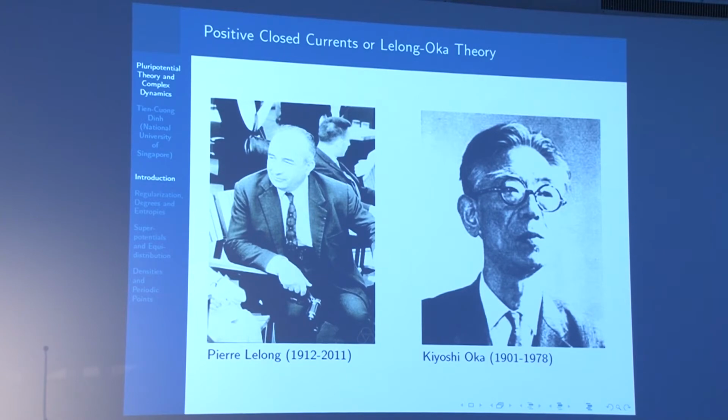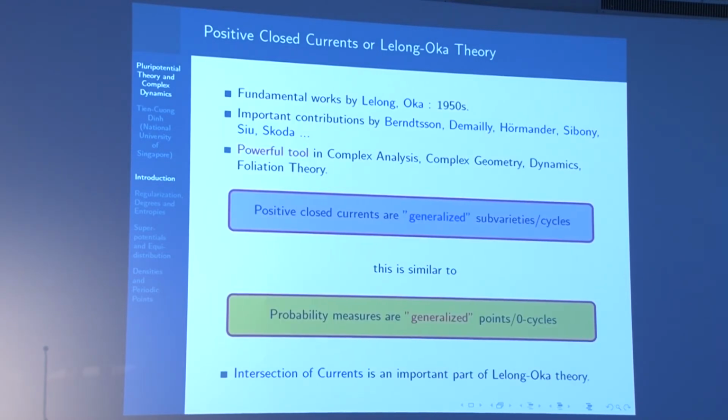Okay, so now let me introduce the main tool in the theory of dynamical systems in higher dimension. This is pluripotential theory, or Lelong-Oka theory, which was founded around 1950 by Lelong and Oka, and there are many important contributions by many people, including Bedford, Demailly, Hormander, Sibony, Siu, Skoda. This is a very powerful tool in complex analysis, complex geometry, dynamics, and foliation theory.